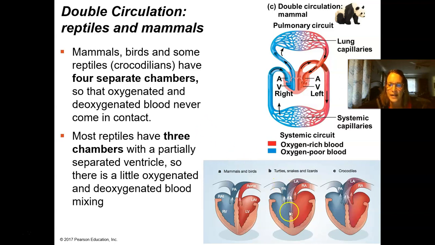So that would look like this. So here is mammals and birds and crocodilians, where you see the ventricles are completely separated from each other. And here you see that they're not separated from each other. So there's a little bit of mixing of oxygenated and deoxygenated blood.